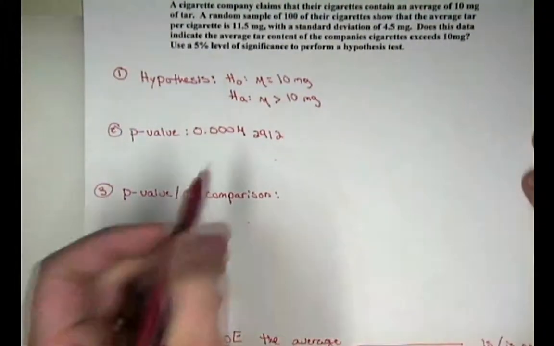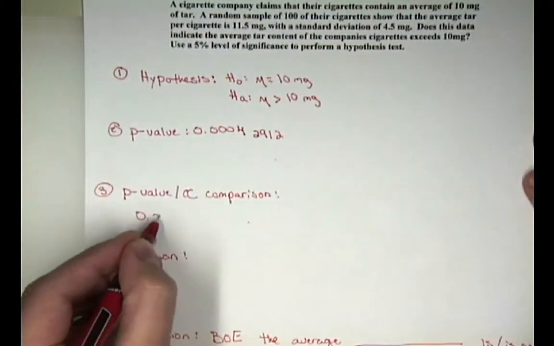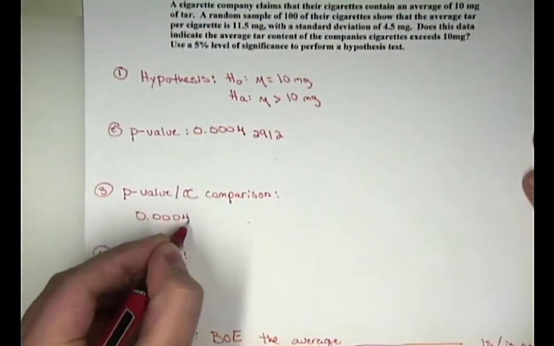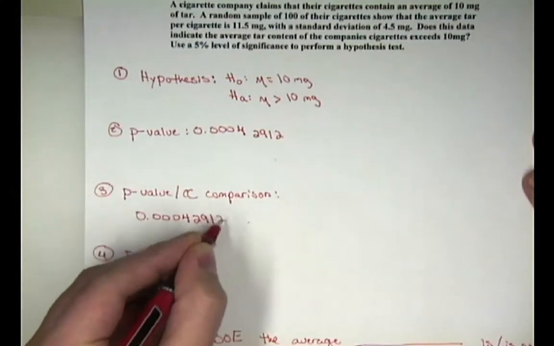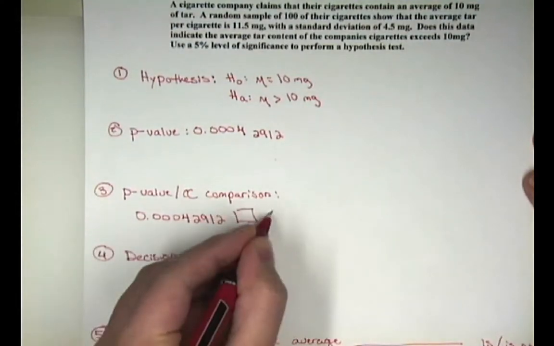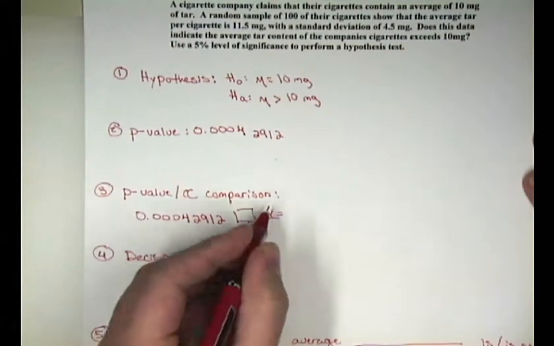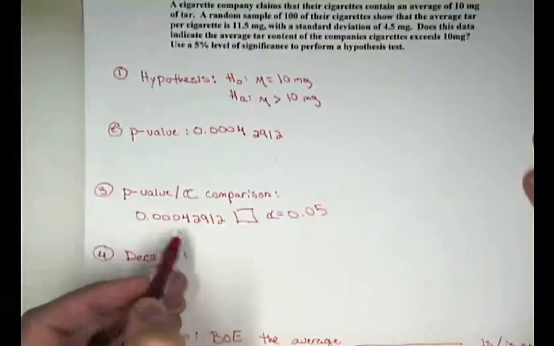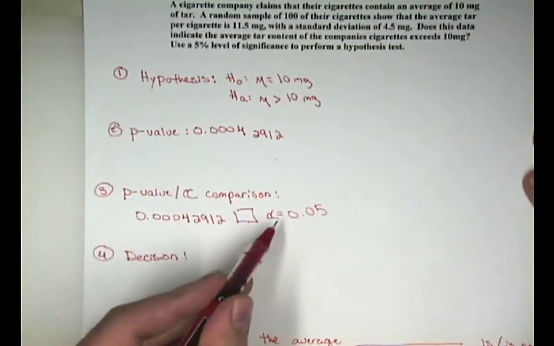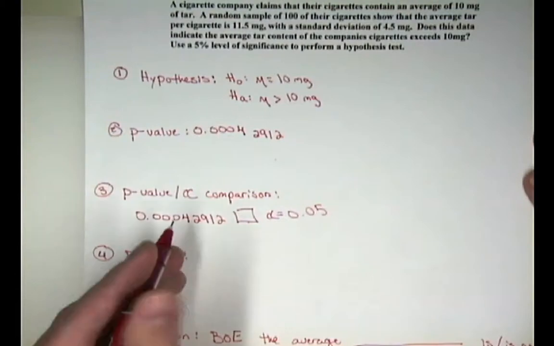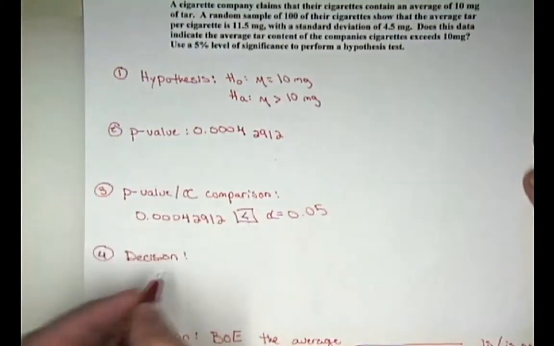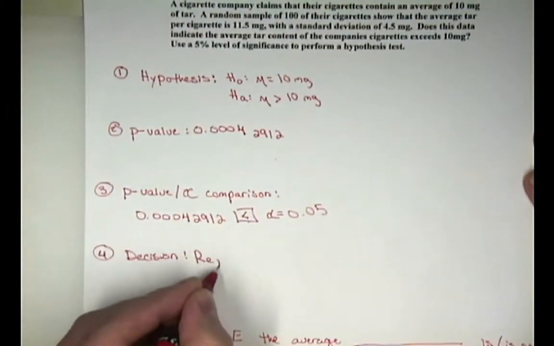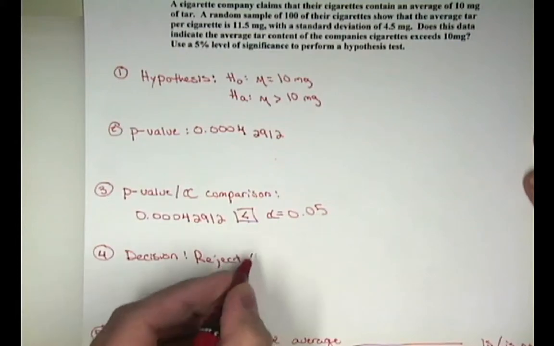Now that I've retrieved the p-value from the calculator, all I have to do is write it down again and compare it to alpha, which in the problem is 5%. And you ask yourself, is p less than alpha? If it is, then you have to reject H naught. In this case it is. P is less than alpha, so we're going to go to our decision, which is to reject H naught.